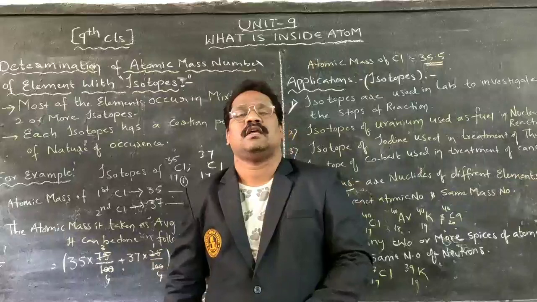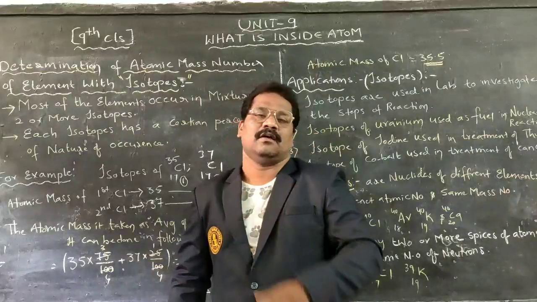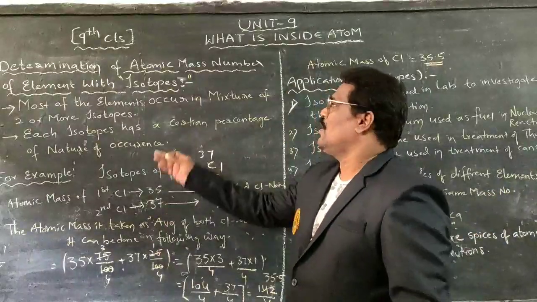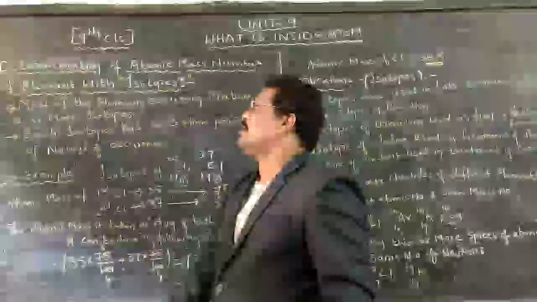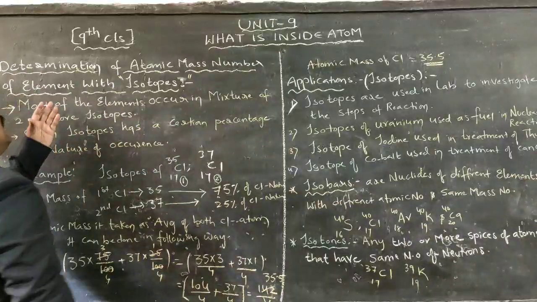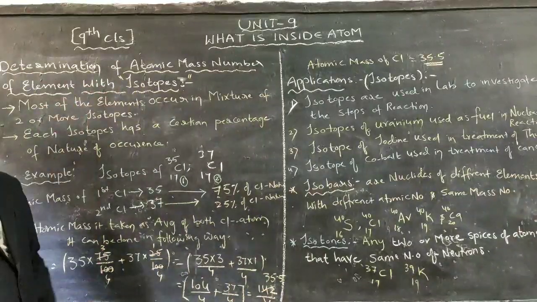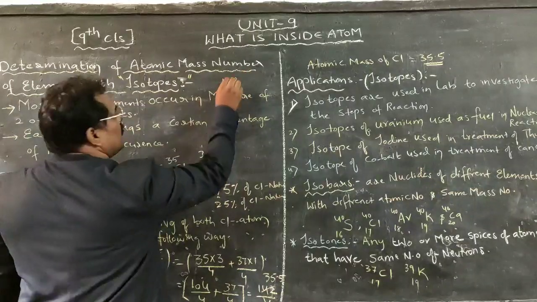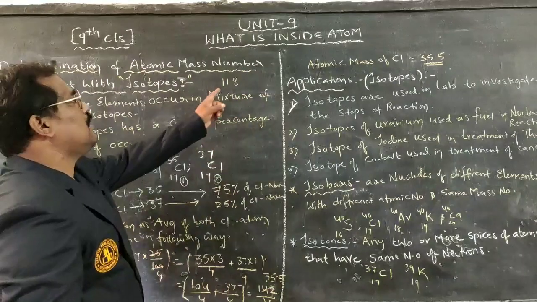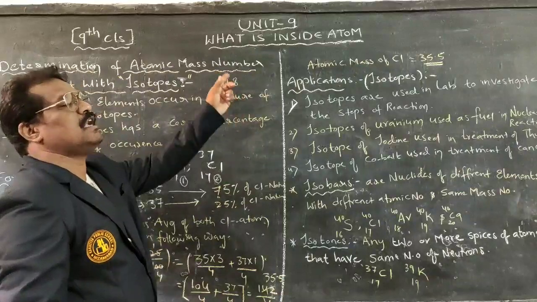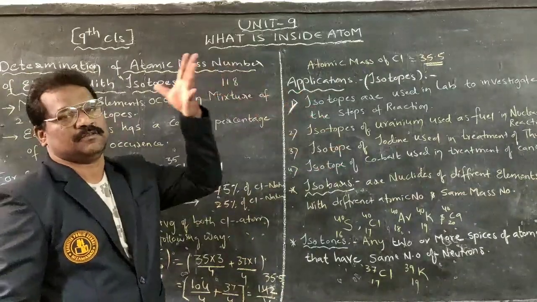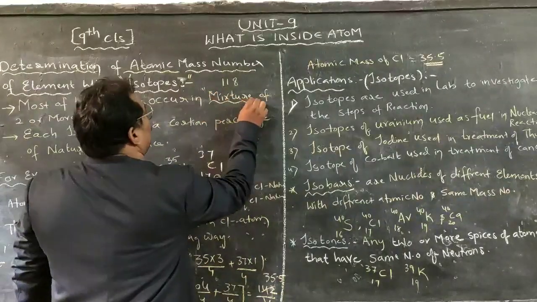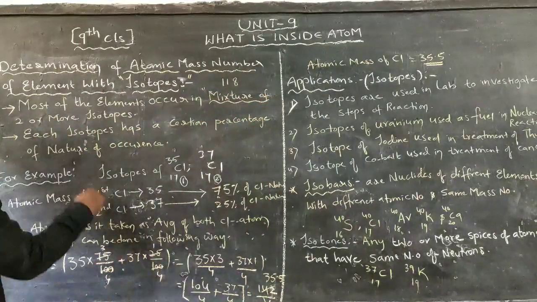Already we have discussed the topic clearly. Yesterday we have seen examples. Now, how to identify the atomic mass number of an element by using isotopes? How many elements did I say there are? 118 elements are there. These 118 elements cannot exist in their native stage. They will exist in the form of mixtures of two or more isotopes.